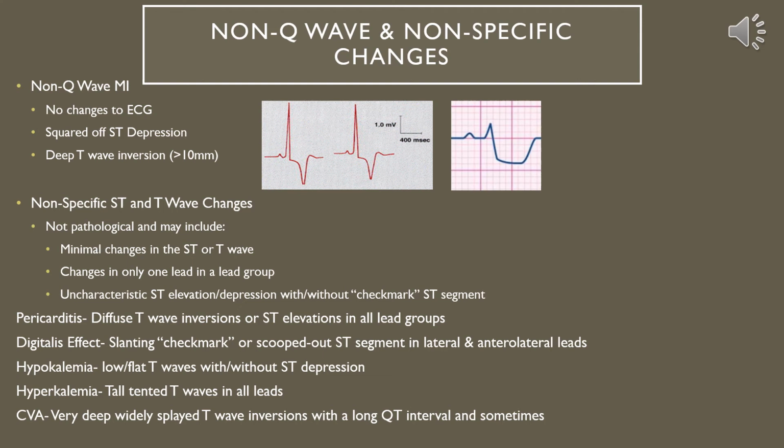Some other findings that you might see on EKG: pericarditis, digitalis effect, hypokalemia, hyperkalemia. Hyperkalemia is a little bit easier to pick out than hypokalemia. Hyperkalemia with those tall tented T waves in all the leads can be a big indicator and is a little bit easier to see than hypokalemia, and sometimes it's not even present for either of them. And patients that have had a stroke will have very deep, wide, splayed T wave inversions at times, so that's also something you can look for.